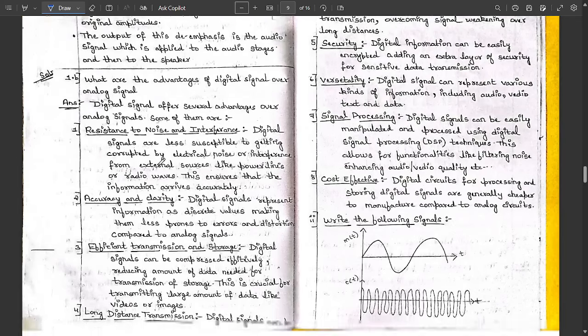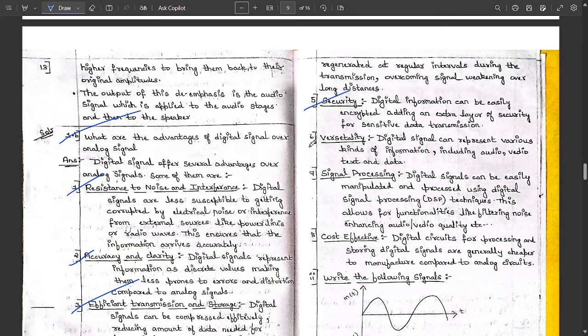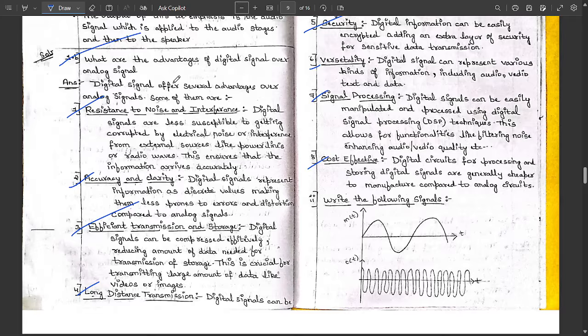Then this question is again important: what are the advantages of digital signal over analog signal? Some of the advantages you need to write: resistance to noise interference, accuracy and clarity, efficient transmission and storage, long distance transmission, security, versatility, signal processing, cost effectiveness. So these are a few advantages over analog signal.